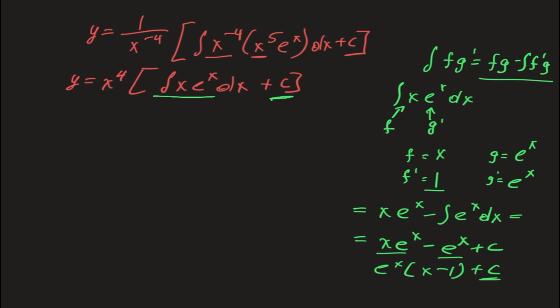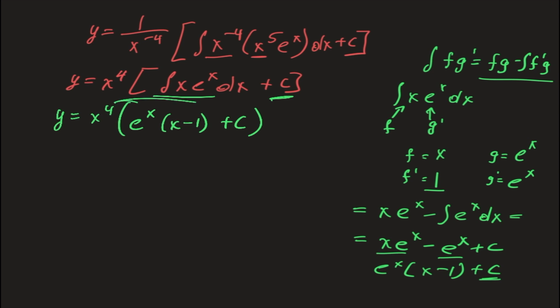Now I'm going to take what I found and substitute it back in. So y is equal to x to the fourth times, instead of the integral, I now have e to the x times x minus 1. And then again, plus some arbitrary constant c, which I'm just going to combine the red c and the green c here into one of them. And then it's just a little simplification here.